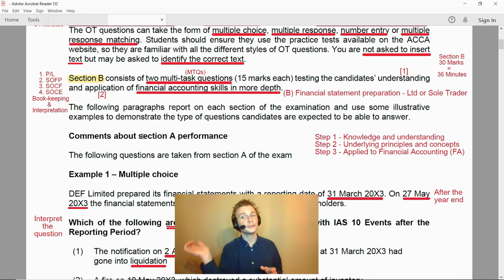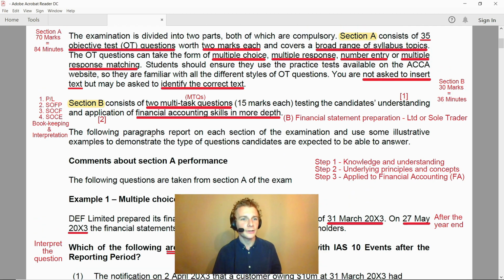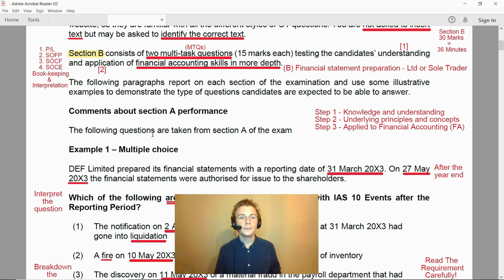But when we come on to section B now, so this is 30 marks, as you can see on my notes on the side, and that equates to give or take about 36 minutes. Whereas up at the top here, 84 minutes, so an hour and 24 minutes for section A, as just a rough guide on there. So what are we looking at as we go through?